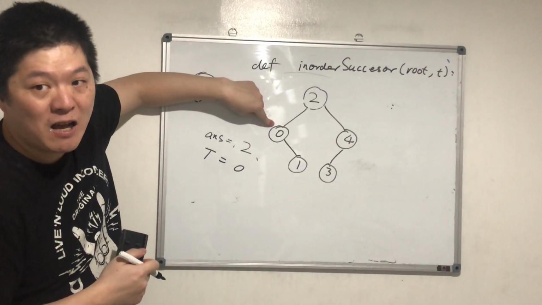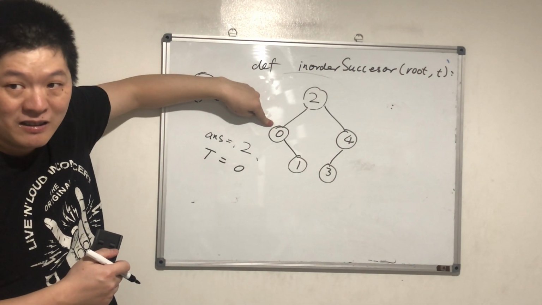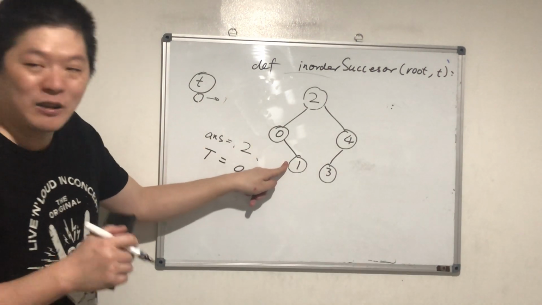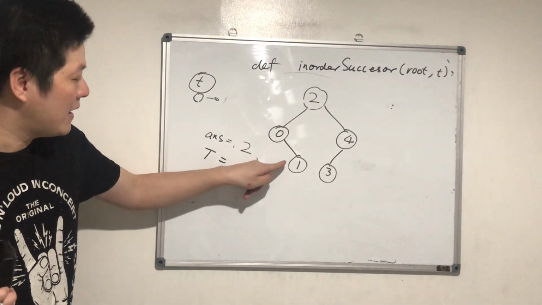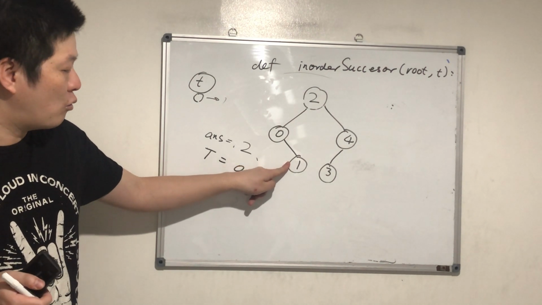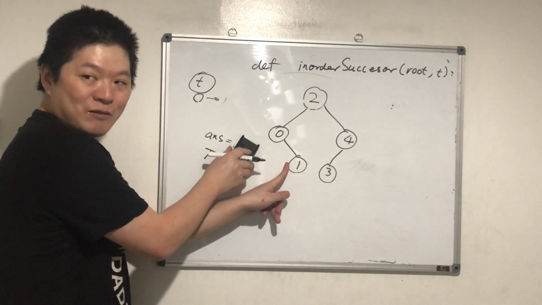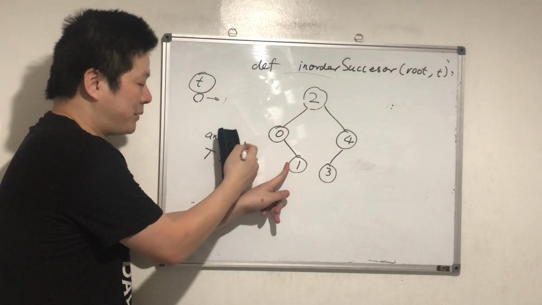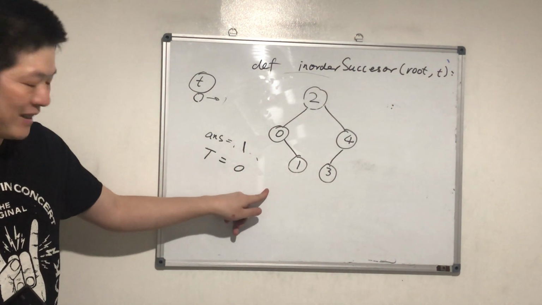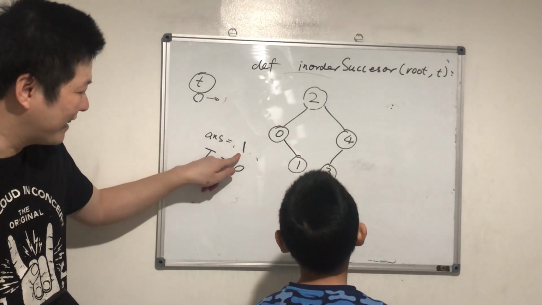Is 0 smaller than 0? No. I go to the right, and I don't need to do anything. But look, is 0 smaller than 1? Yes, smaller than 1. So every time it's smaller, I update the answer to this, and I go to the left, which is nothing, and I end it. So look, the answer is 1. Does it make sense?